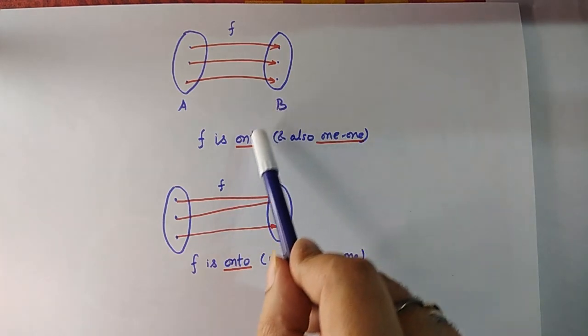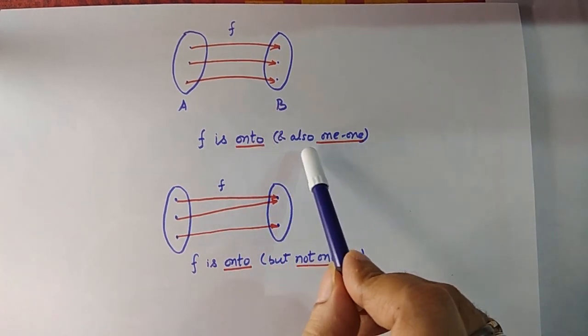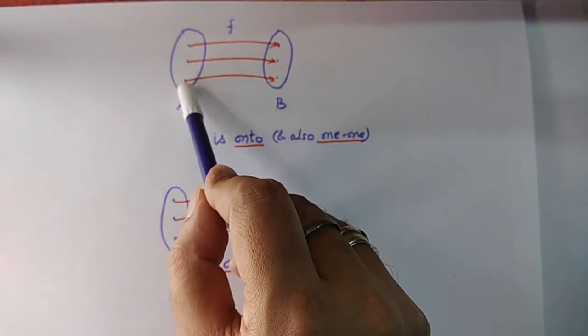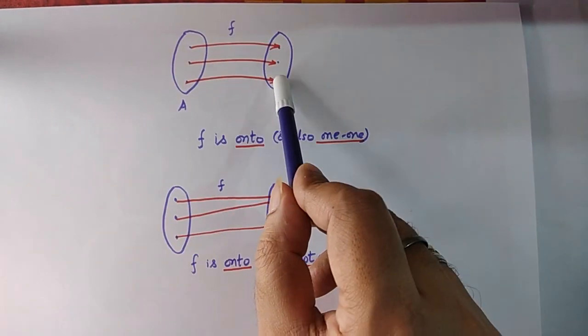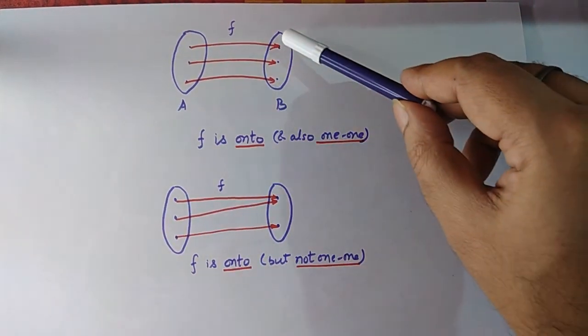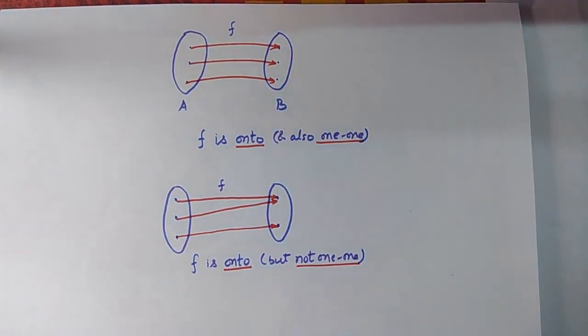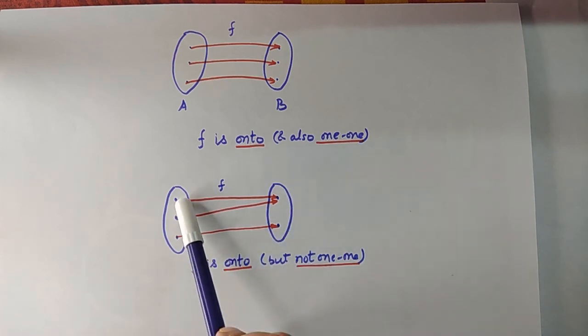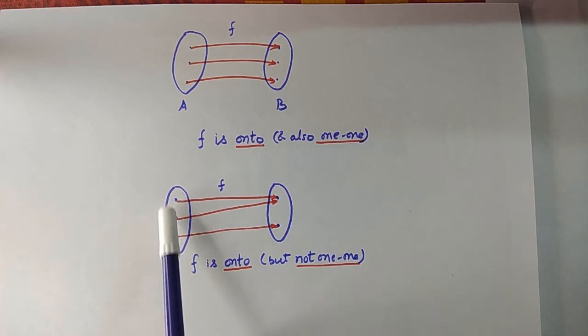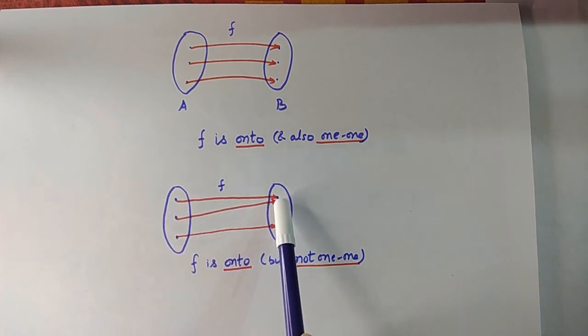The first example is that of an onto function, and in fact also 1-1, because every distinct point in A is getting mapped to distinct points in B. And moreover, every point in B is the image of some point in A. The other example is also that of an onto function because every point in the codomain set B is the image of some point in the domain A. However, this is not an example of a 1-1 function because two distinct points are getting mapped to the same image.